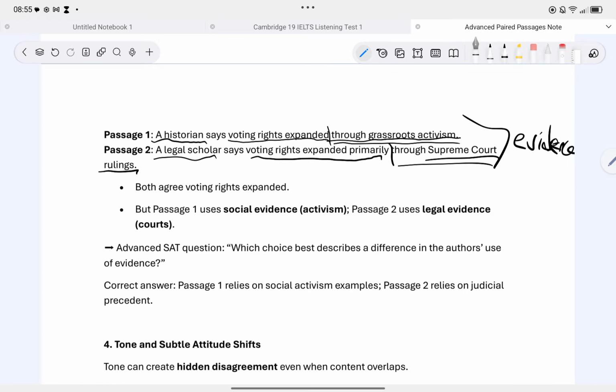So both of them agree voting rights expanded, but part one uses social evidence. So he's saying the reason voting rights expanded was because of the activism. Maybe activism here just means things like protests, like the NSAS protest. Part two uses legal evidence. So he's saying, yeah, it is the courts that ruled in favor of it, and even for the courts, maybe the protest would have been considered illegal.